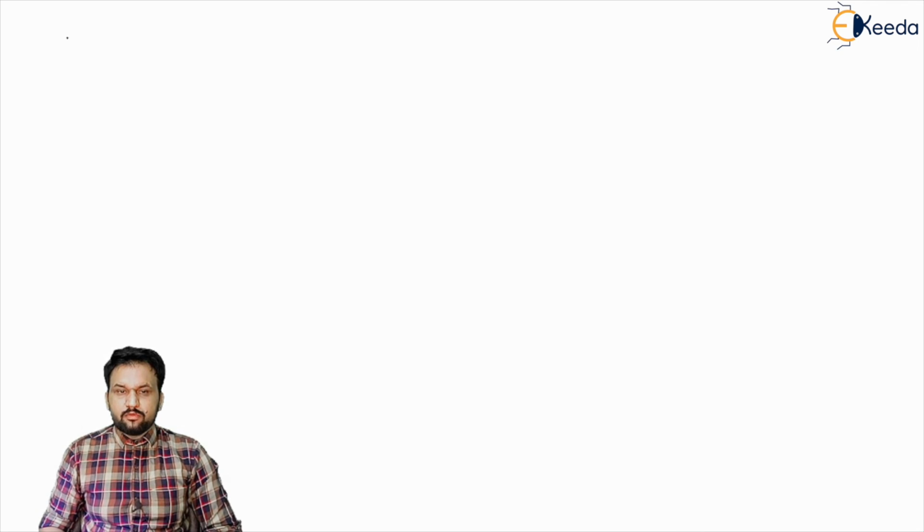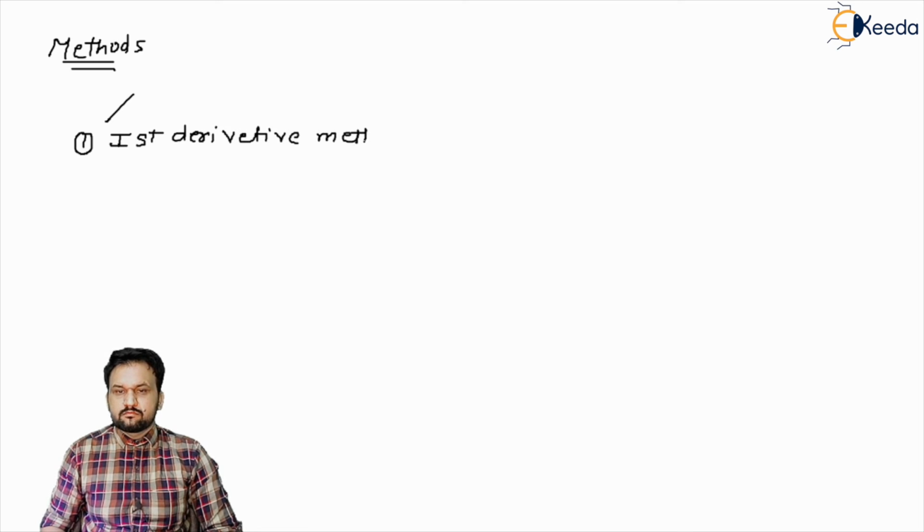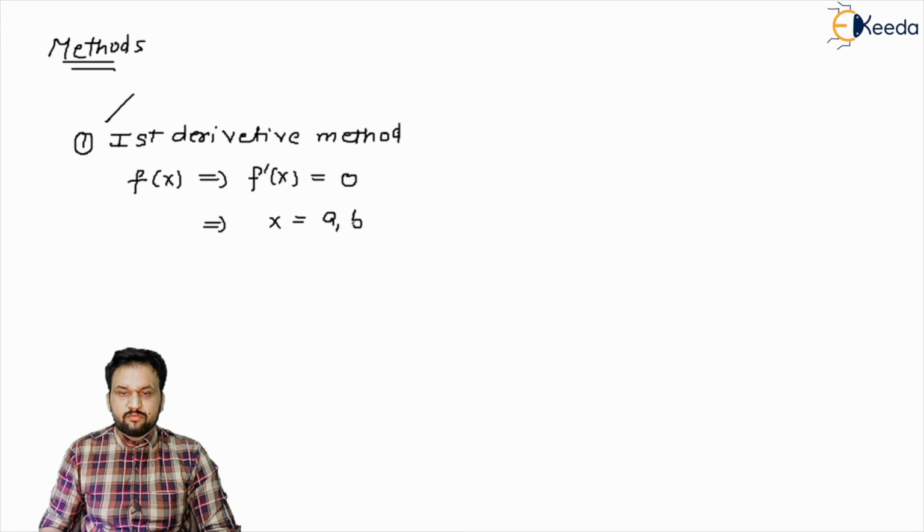Okay, now it's time for the methods to find maxima or minima. There are two types of methods. Method one is the first derivative method. In the first derivative method, first of all we have a function f(x), and then we try to find the first derivative, f'(x), and we set this first derivative equal to 0. By this equation we get values of x, like a or b, whatever. These kinds of values you will find.